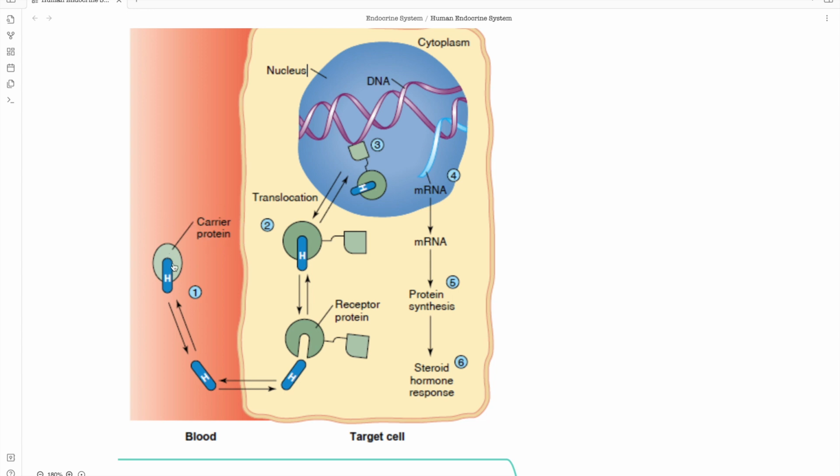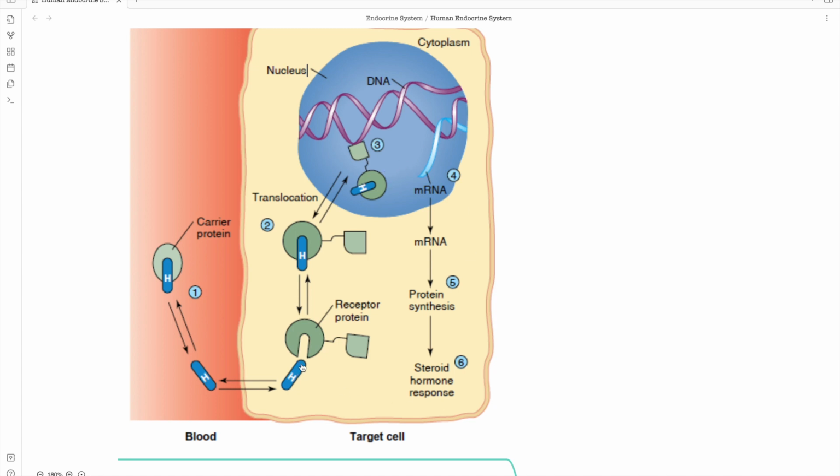This carrier protein binds with this hormone and transports the steroid hormone from its source cell to the target cell. In the near vicinity of this target cell, the hormone and carrier proteins get detached, and now the hormone alone can enter into the target cell. This is the target cell cytoplasm. This is the target cell nucleus.